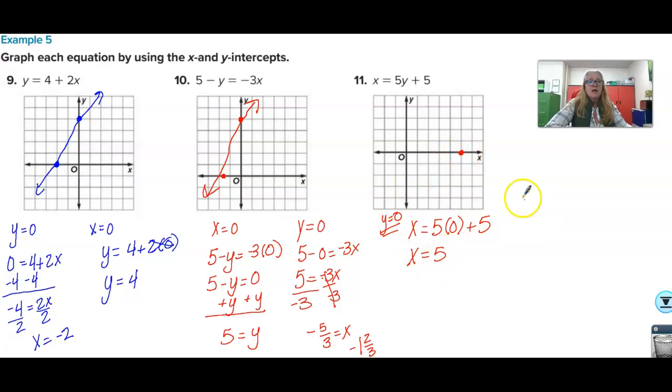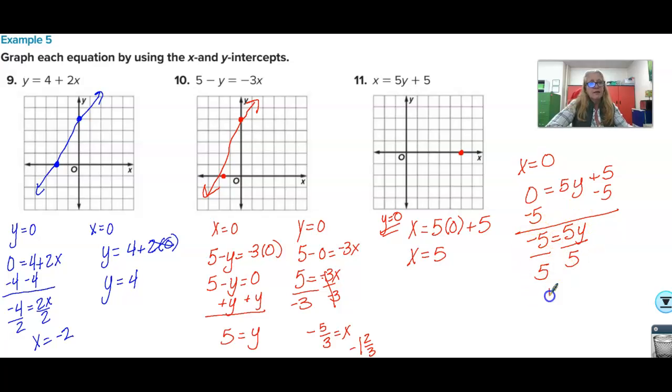Now, when x equals 0, we have 0 equals 5y plus 5, okay? Well, we want to get y by itself, so let's subtract 5 from both sides. We have negative 5 equals 5y. I think you know where we're going with this. Divide both sides by 5, and we find that y has to be negative 1. Where is y equals negative 1? Right here, so that one goes there.